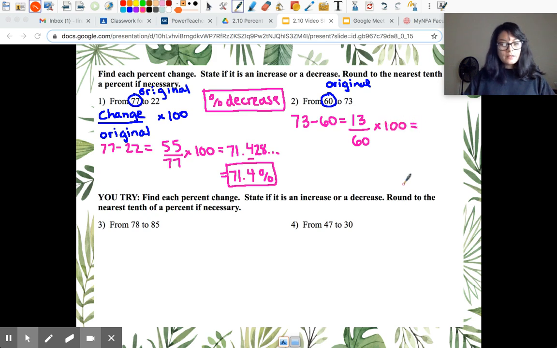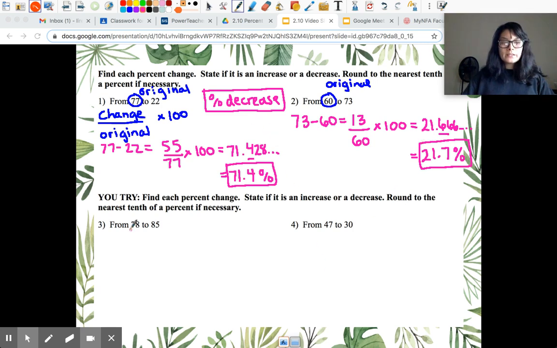100. So if I take 13 and divide it by 60, I'm getting a non-terminating decimal, so I'll wait to clear. So I'm just going to leave that answer up and multiply first. That's going to give me 21 point, and then the 6's just keep repeating. And if I want to round to the nearest tenth, the 6 next door tells me to bump that 6 up to a 7 and throw a percent symbol in my final answer.